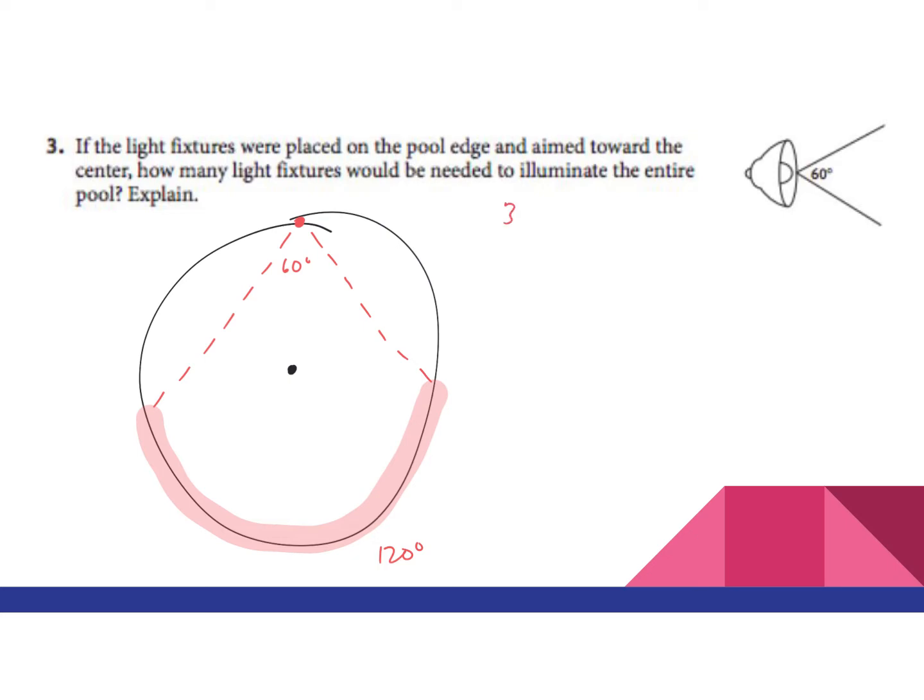So we want to see how many light fixtures we're really going to need. So we're really taking 360 degrees, our whole entire measure of our circle, and we're dividing it by 120 degrees for each of the arcs, since that's for each light. When we do that, we get 3. So we know that we're going to need 3 light fixtures.